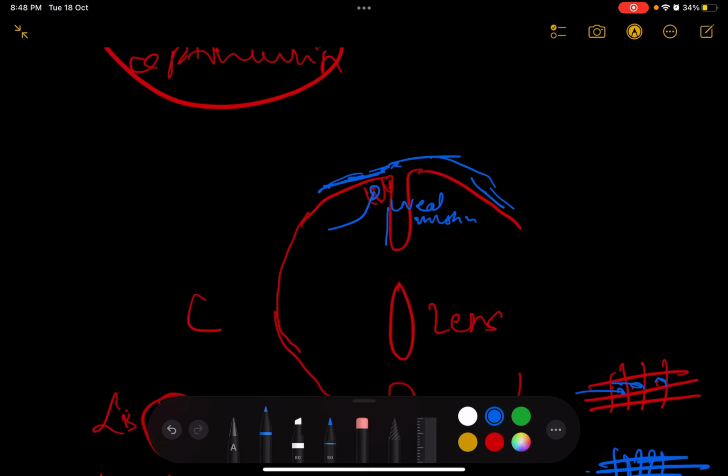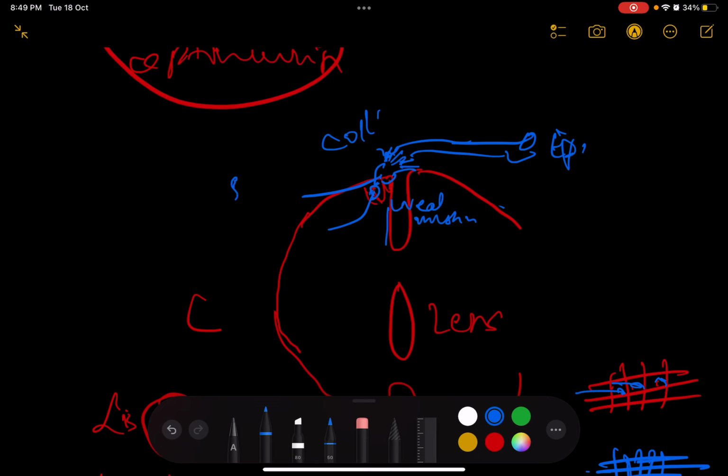The point that I'm trying to bring forth is simple. It drains from the trabecular meshwork, goes into the Schlemm's canal, goes into the collateral channels, and then into the episcleral vein. Now, if the Schlemm's canal collapses for some reason, obviously drainage is not going to occur.